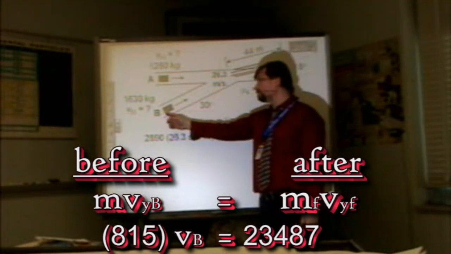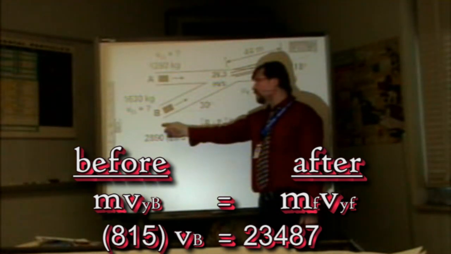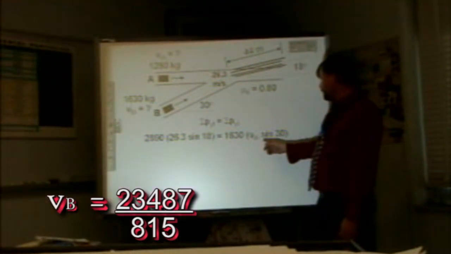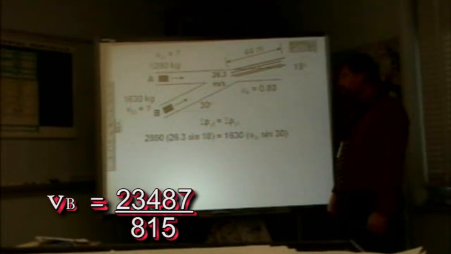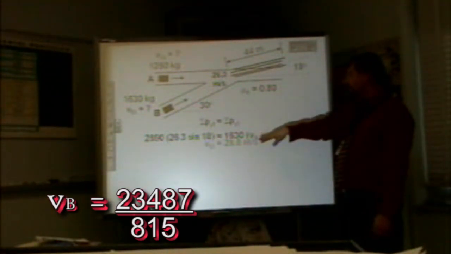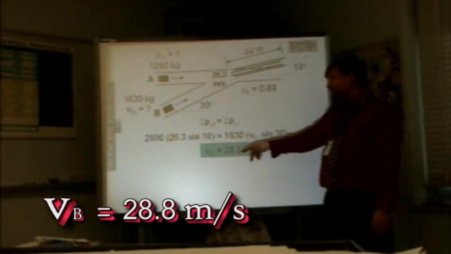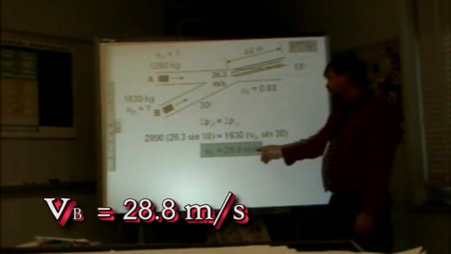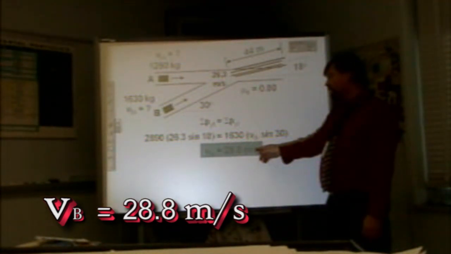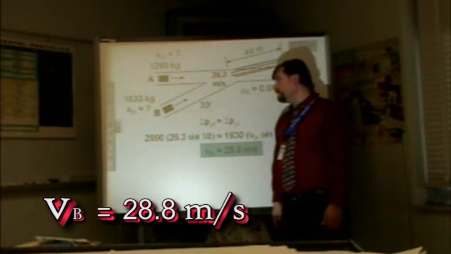Our B component over here is the sine of the 30 degrees off the eastern horizon, and that's times the mass of the car. So we found our initial velocity of car B.